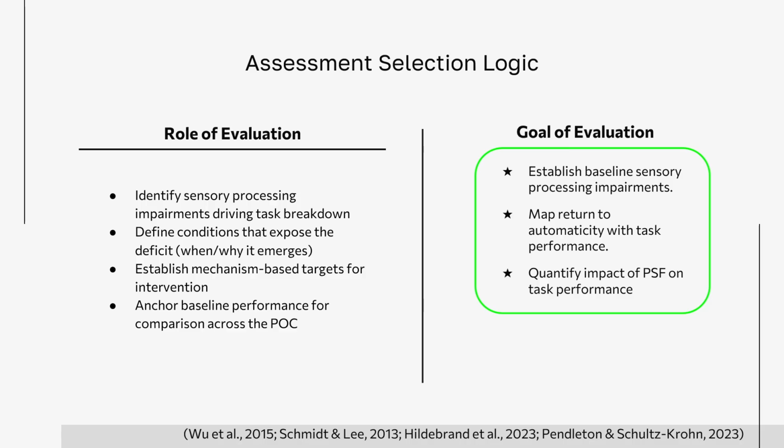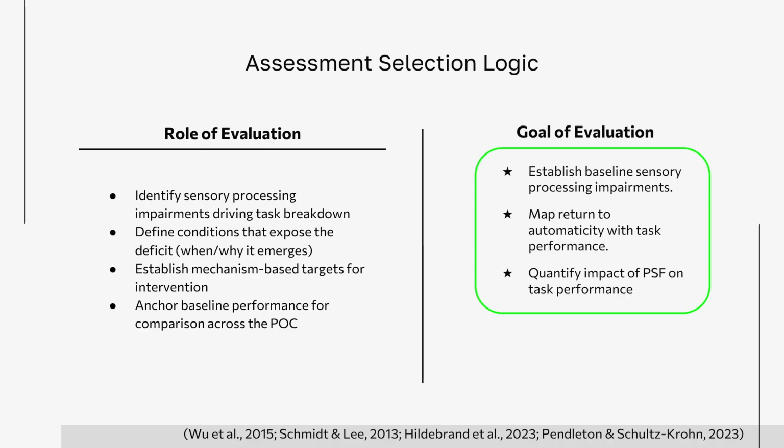With that in mind, we talk about the logic of assessment selection and the role of evaluation for those with post-stroke fatigue. What we're looking at is identifying the sensory processing impairments that are driving task breakdown. This may be sensory reweighting and sensory attenuation. It may be one or the other. The goal is to figure out which one it is and to what extent it is impacting performance. So define the conditions that expose the deficit. When is it emerging? Why is it emerging? So we can figure out how to test it, how to drive it.